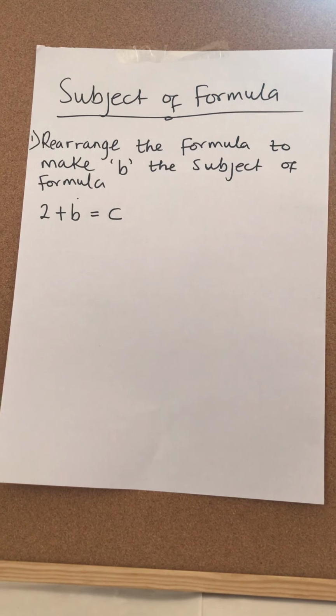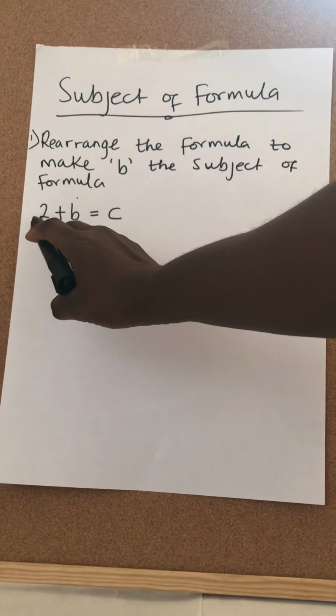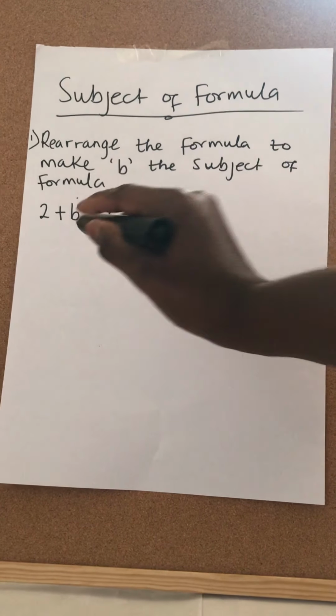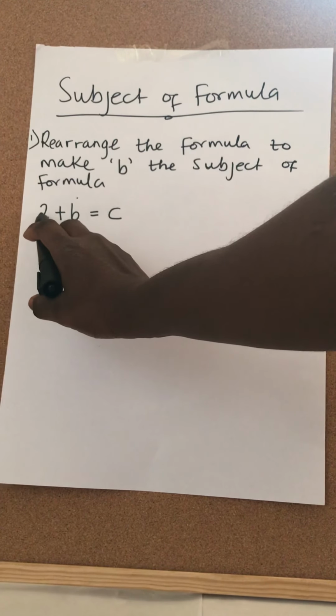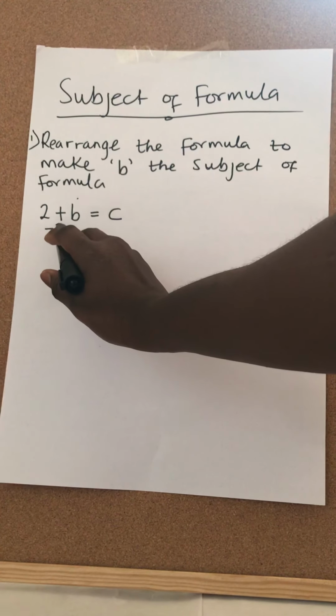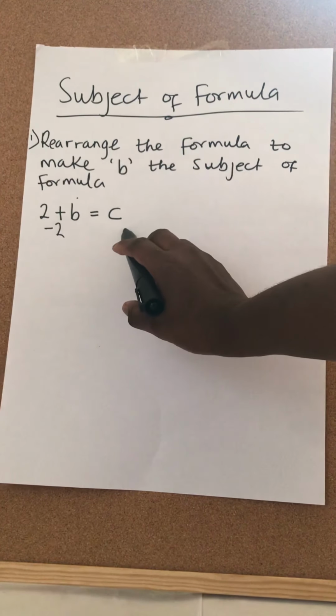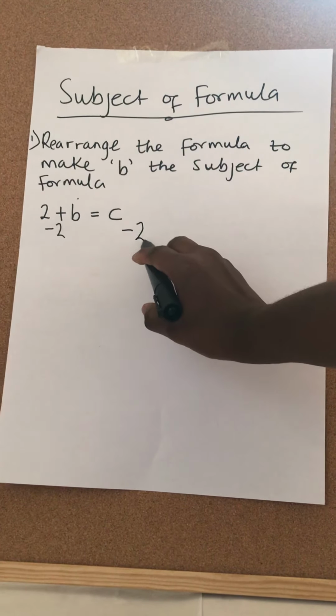How do we do that? This is plus 2. What we need to do is to move 2 away from here. How do we do that? The inverse of plus 2 is minus 2. So I'm going to minus 2. Remember, what you do to your left is what you do the same thing to your right. So I would do minus 2 here as well.